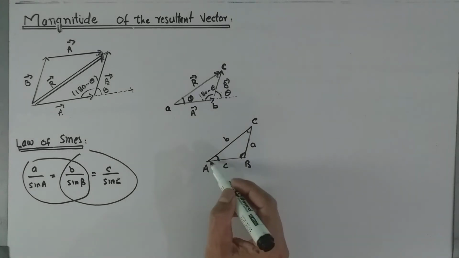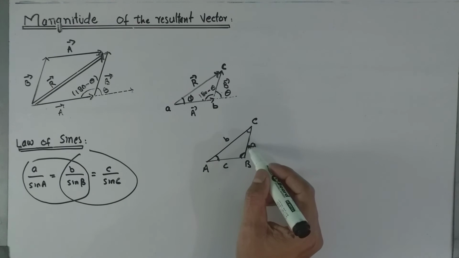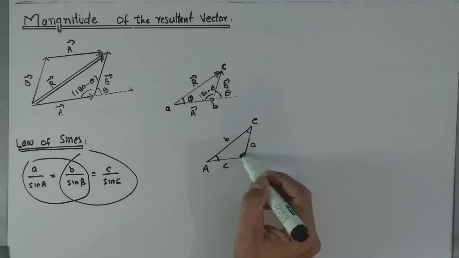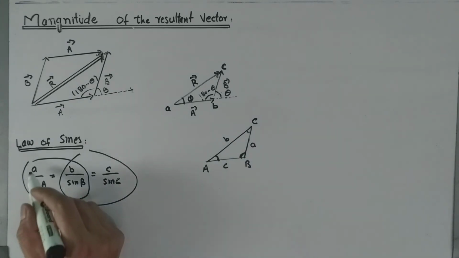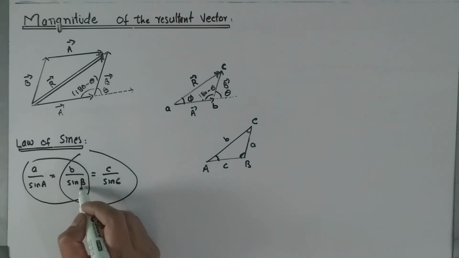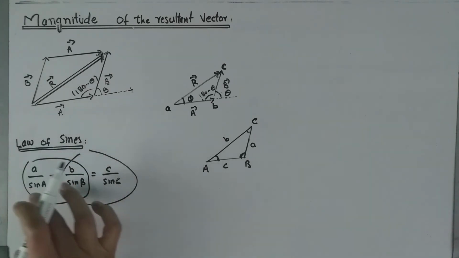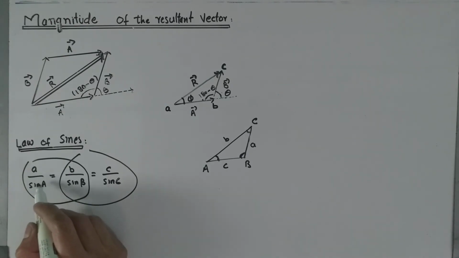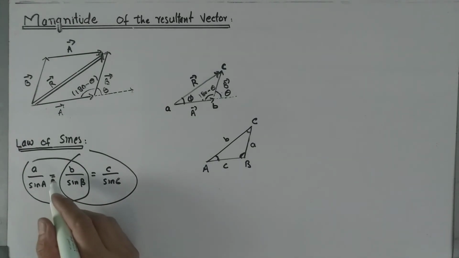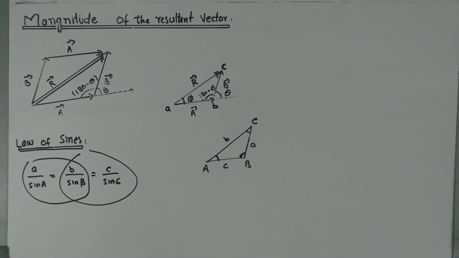For example, angle A and side a have been given here, and side b has been given here. You can find out the angle B. a upon sine A has been mentioned, b is mentioned, so angle B can be found. So in these four things, side a, angle A, side b, angle B, you can use three values to find out the fourth one.